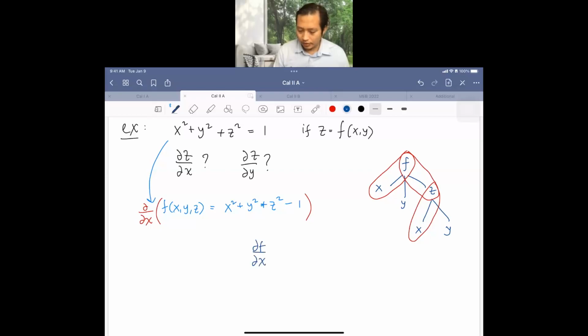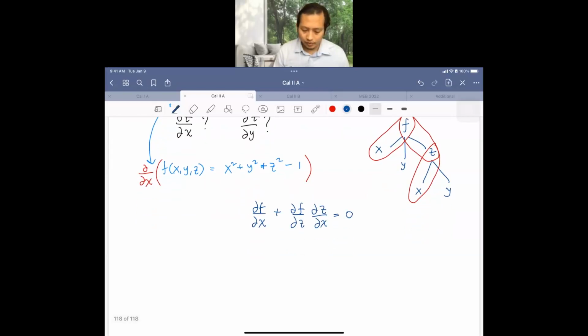So we will have dou f dou x plus dou f dou z times dou z dou x equal to 0. So we are going to get dou z dou x from here. Now from the function, dou f dou x will be 2x, and dou f dou z will be 2z. So we will have negative x over z.